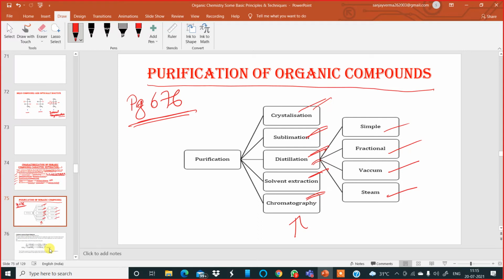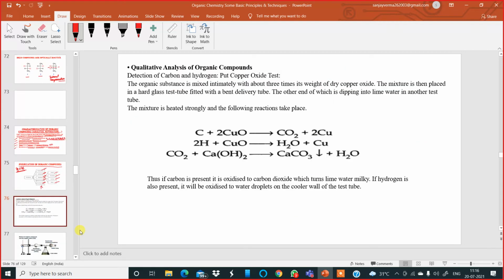I want you to revise this on your own by taking the help of the textbook along with the diagram illustrations. Now, if you look at the next slide, the first step towards the characterization of an organic compound is, which I have told you, qualitative analysis of organic compounds, detection of carbon and hydrogen. Detection means identification by using the copper oxide test.